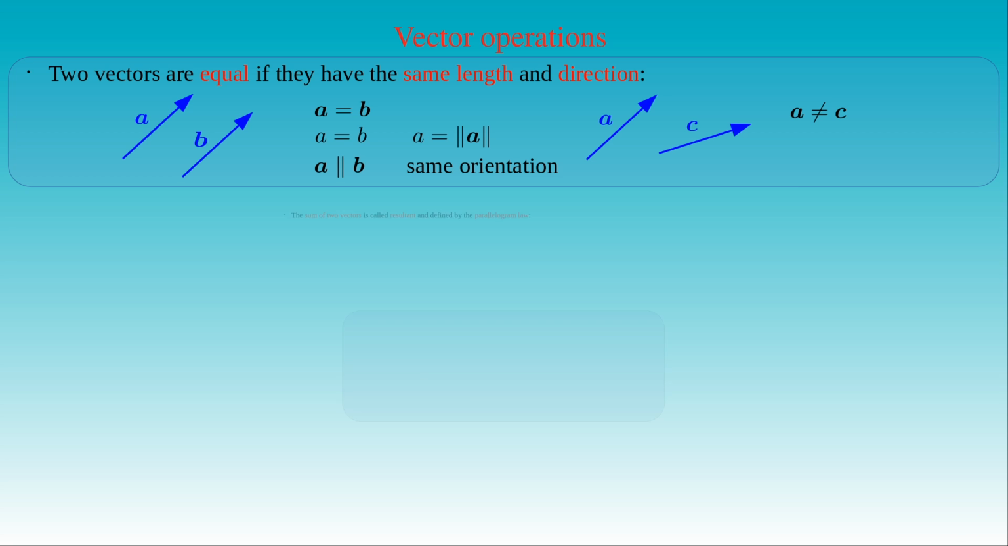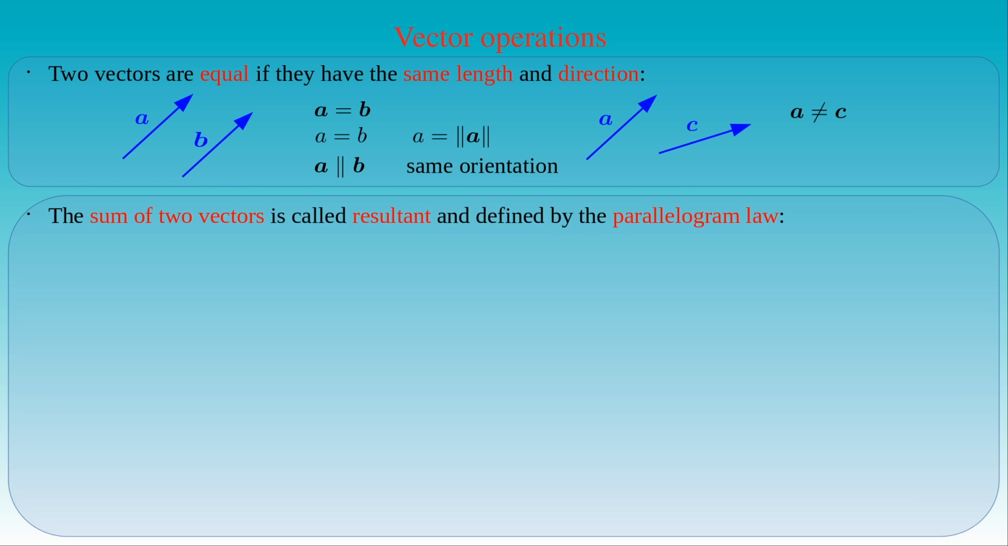The first vector operation presented here is the sum of two vectors, which is called the resultant, and is defined by the parallelogram law. If we have two vectors A and B, which point in different directions, we can just take the first vector and translate the tail of the vectors to the tail of the other one. Then we construct a parallelogram from the vectors. The diagonal vector of the parallelogram with the tail at the tails of the vectors A and B is the resultant, and denoted with A plus B.